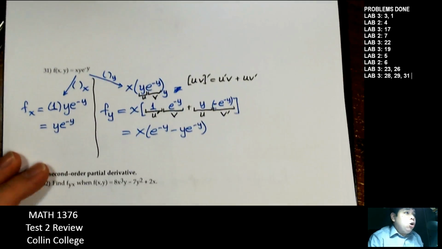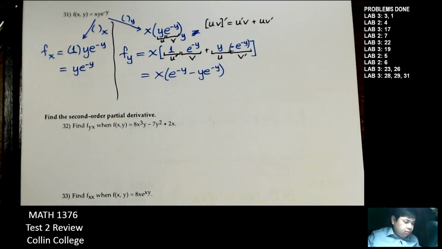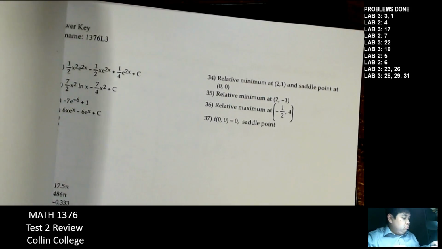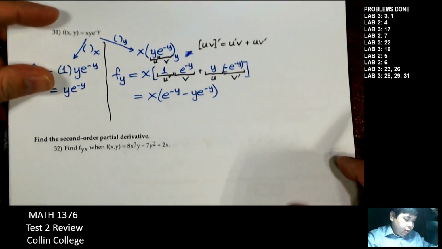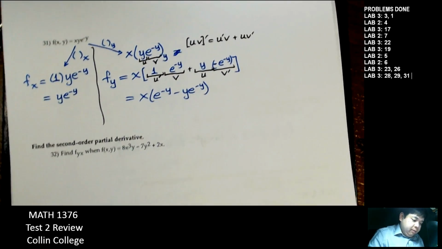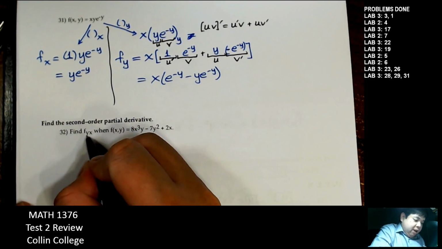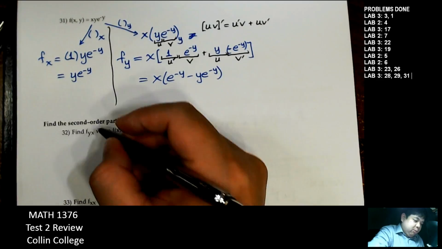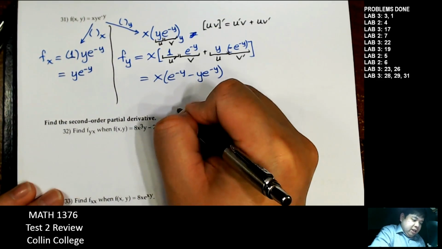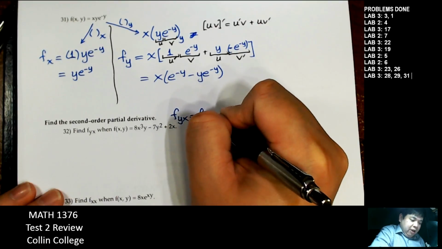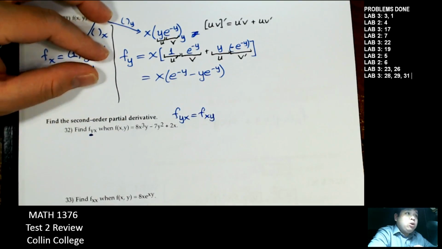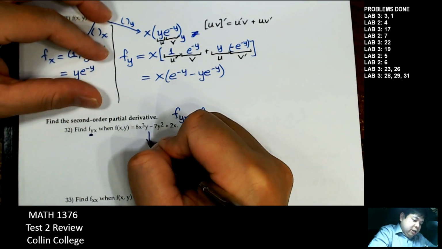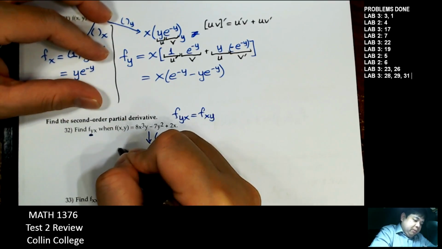Right. Now the second order partial derivative will be similar to this. First we have f_yx. The good thing about the mixed partial derivative is that f_yx is the same as f_xy, so either way is good. What I do is take the derivative with respect to y first. So from here, take the derivative with respect to y.